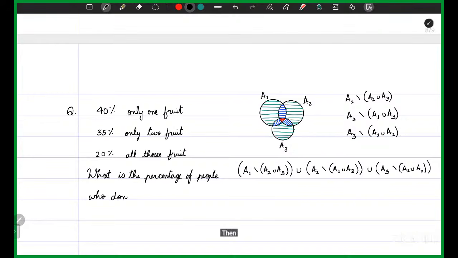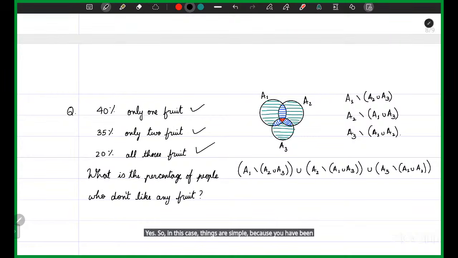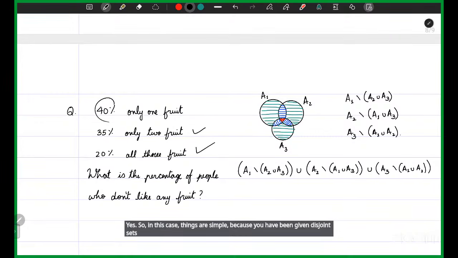Then it would be 5%, right, sir? Yes. So in this case, things are simple because you have been given disjoint sets. People who are in this 40% cannot be in this 35% because this is exactly one fruit, this is exactly two fruits, this is exactly three fruits.